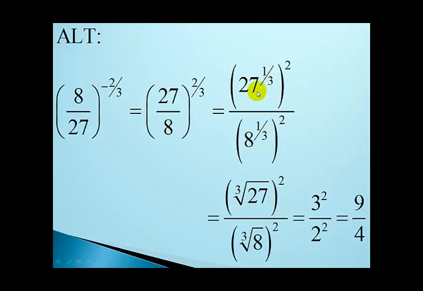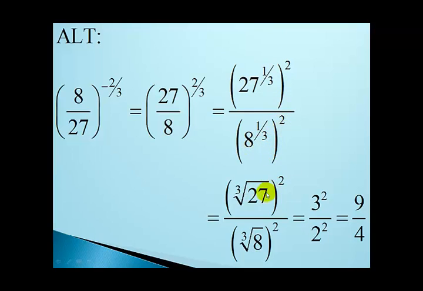The same thing happens to the numerator, and the same thing happens to the denominator. Now in the bracket we have 27 exponent 1 over 3, and we said that 27 raised to the power 1 over 3 is the cube root of that number. And so 27 raised to the power 1 over 3 is the cube root of 27. Don't forget, it's all exponent 2. All divided by 8 raised to the power 1 over 3, which is also the cube root of 8. All exponent 2.